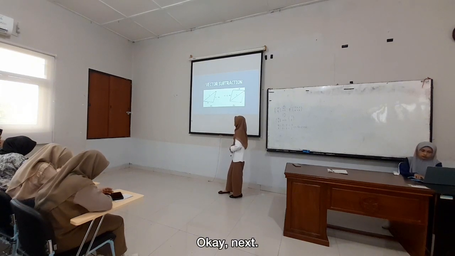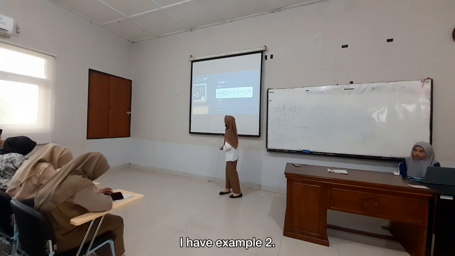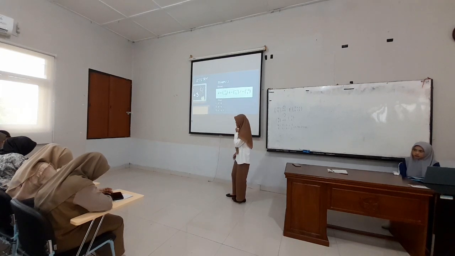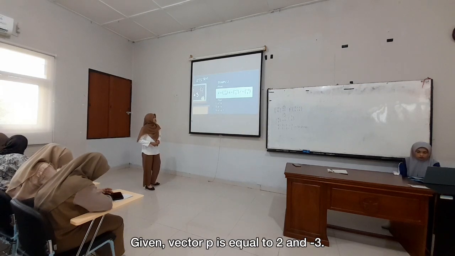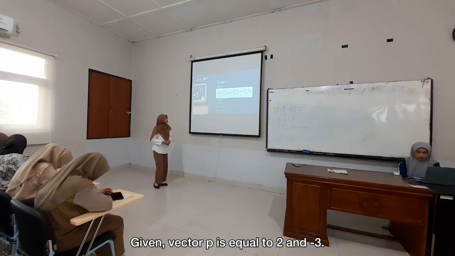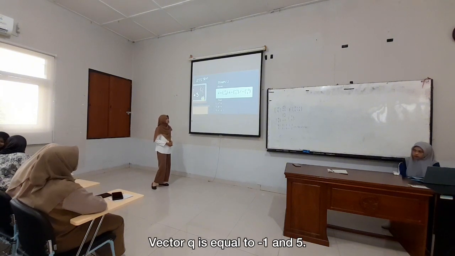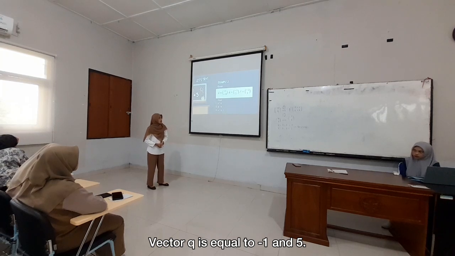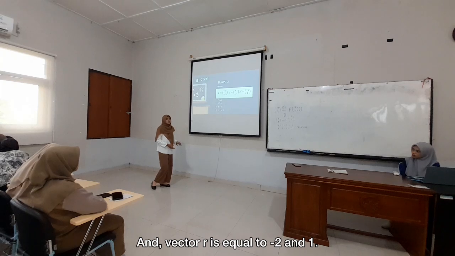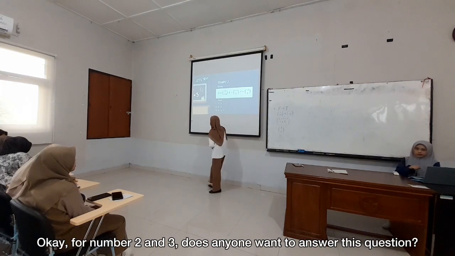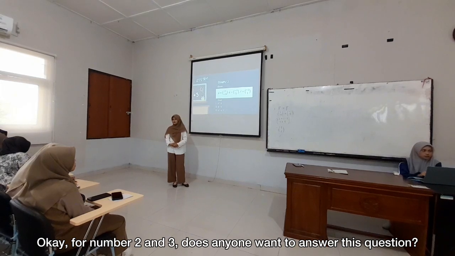Okay, next. For more understanding, I have example 2. Given vector P is equal to and negative 3. Vector Q equal to negative 1 and 5. And vector R is equal to negative 2 and 1. Okay, for number 2 and 3, does anyone want to answer this question?